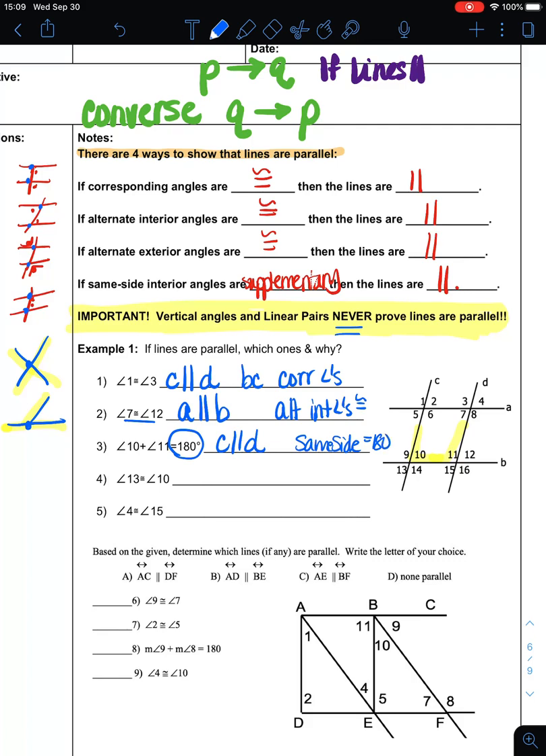So the same side equals 180. Now remember, they could be same side and not be supplementary, but that just means that the lines aren't parallel. They can still have that location of being on the same side and not be supplementary.